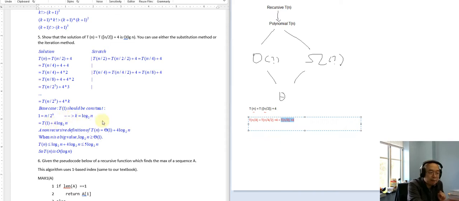K is log2 n. When k is log2 n, we substitute this k here and this k here, and this becomes T(1) plus 4 log2 n. We assume that T(1) is going to be a constant time, so when we reach the end of this recursion, Tn will be a constant value plus 4 log2 n.